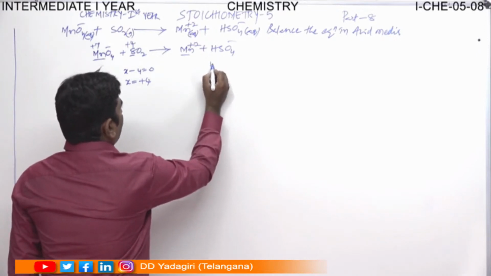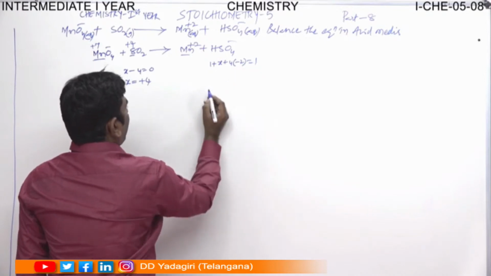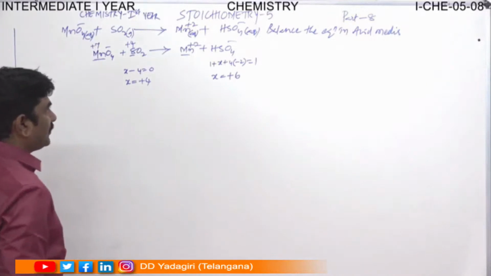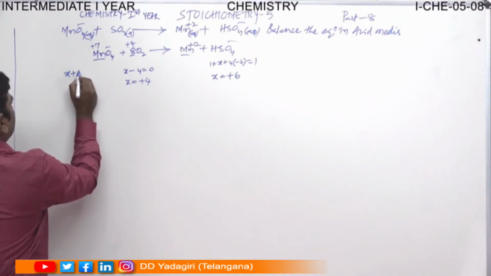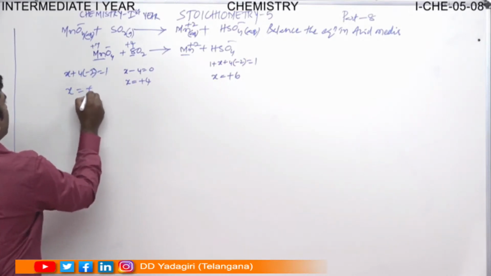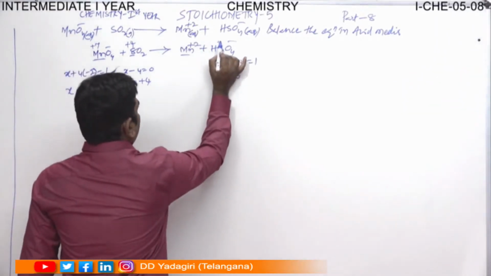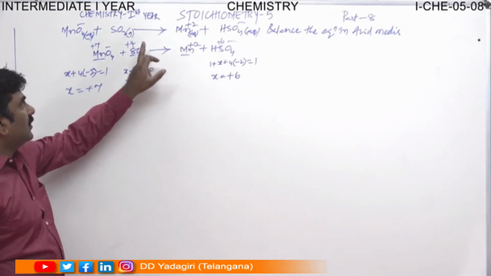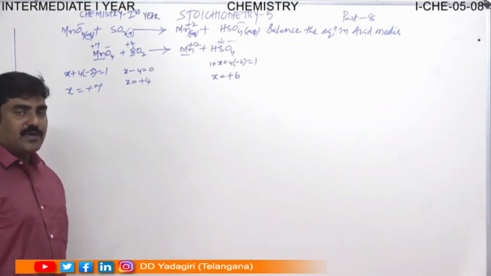So here hydrogen 1. We don't know the sulfur, X. So 1 plus X plus 4 into minus 2 is equal to minus 1. On simplifying you will get plus 6. What is oxidation state here? Plus 6. So manganese from plus 7 to plus 2. Sulfur from plus 4 to plus 6. Means where is oxidation, where is reduction?